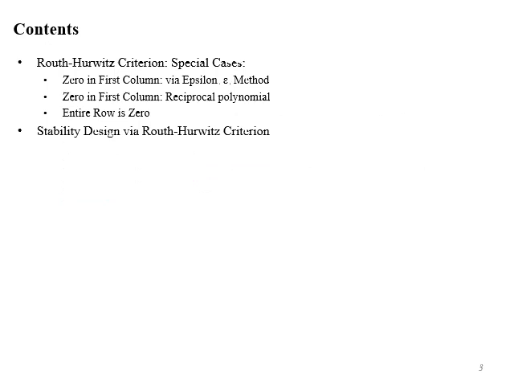Dear students, contents of the lecture are: we will start with some special cases of Routh Hurwitz criteria. First case is 0 in the first column of Routh table, and we will solve this with the help of Epsilon method or with the help of reciprocal polynomial. Second case we have is when entire row is 0. And last topic of this lecture is stability design with the help of Routh Hurwitz criteria.